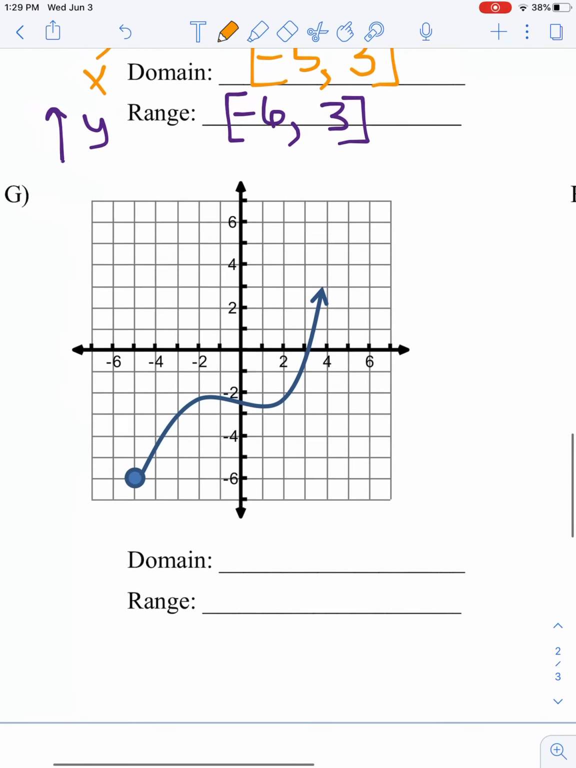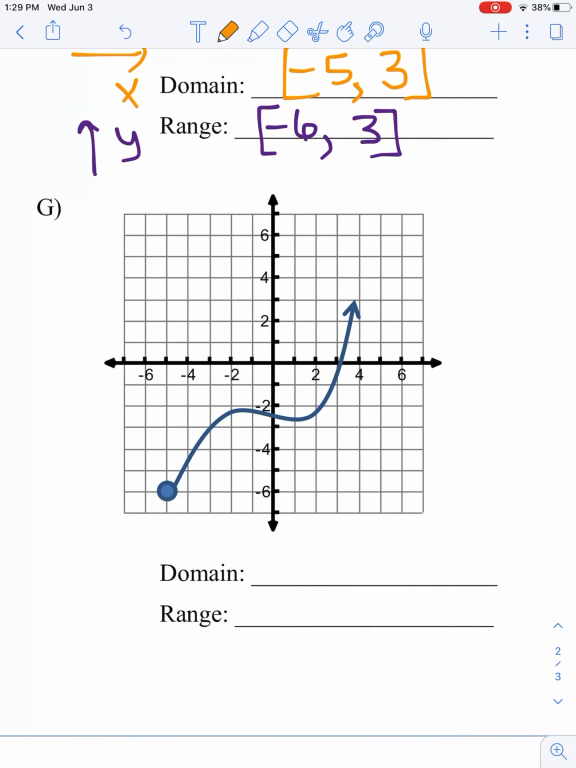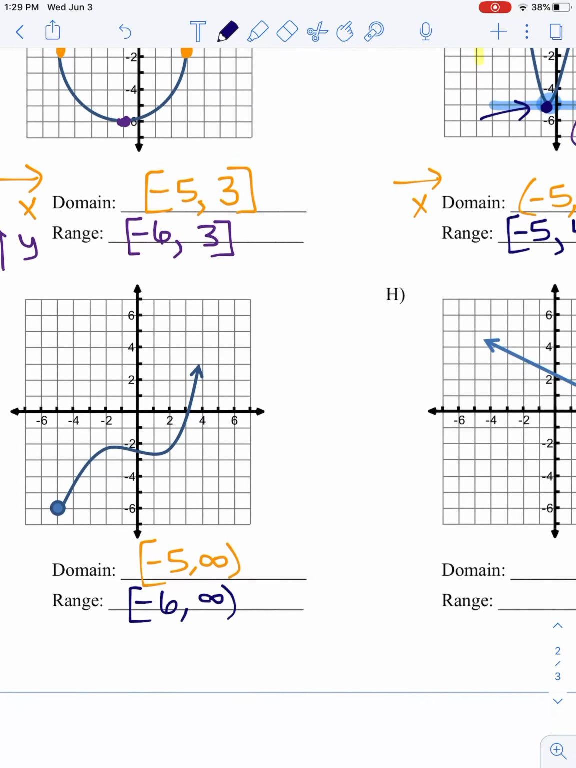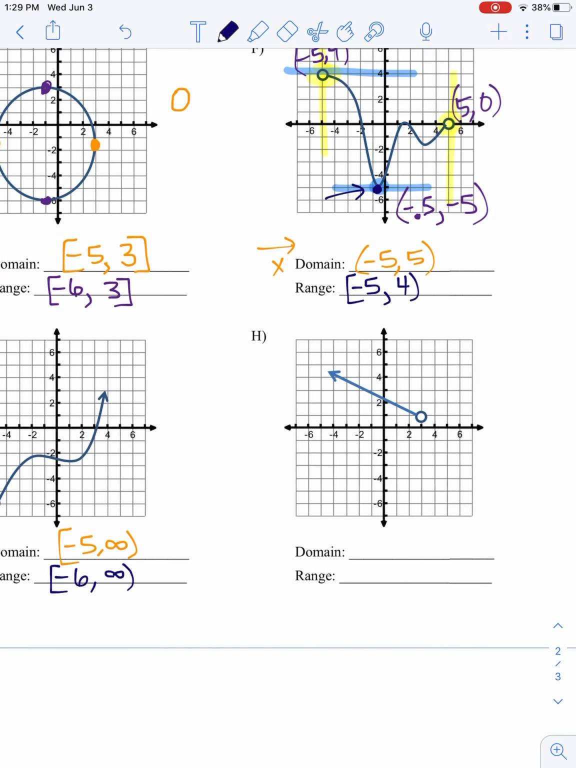All right, for part G, let's see how we did for domain. When I look at x values left to right, it looks like I'm going from -5 to infinity, and I'd have a bracket by the -5, parenthesis by the infinity. For the range, the y values lowest to highest, I start at -6 and I end at infinity. And that would also have a bracket and then parenthesis. So go ahead and check your answer to part G.